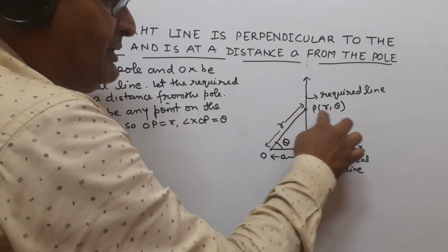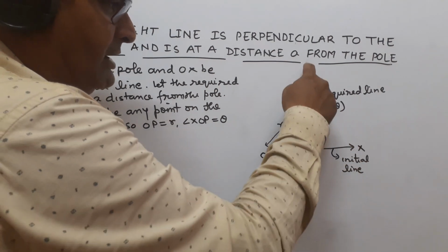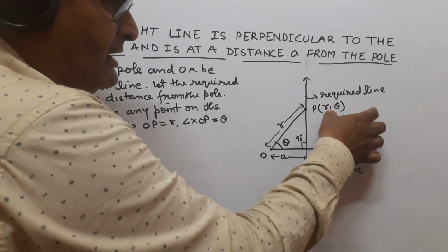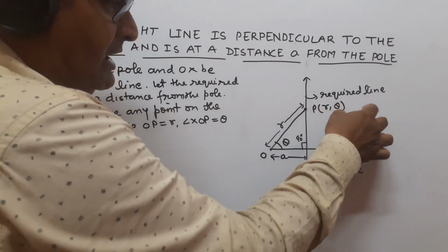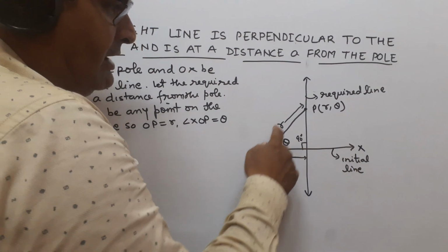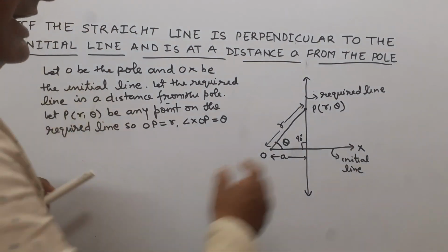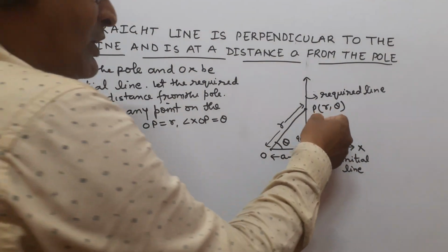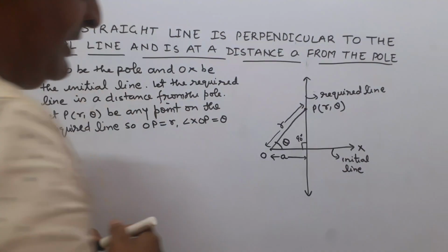Let us suppose that P(r, theta) be any point on this required line, where r is the radius vector OP and theta is the vectorial angle XOP. Here r, theta are the polar coordinates of the general point P.